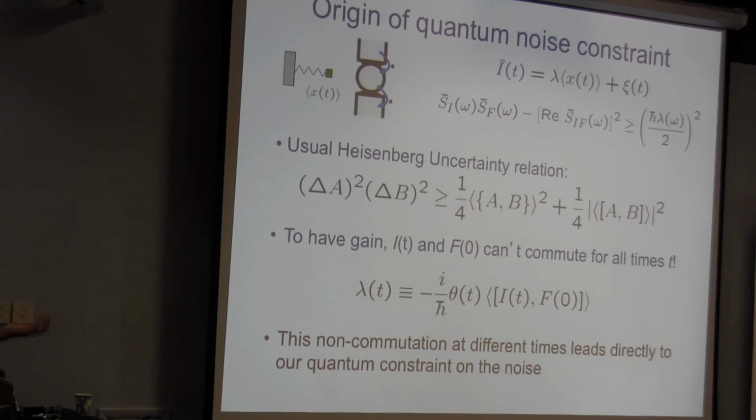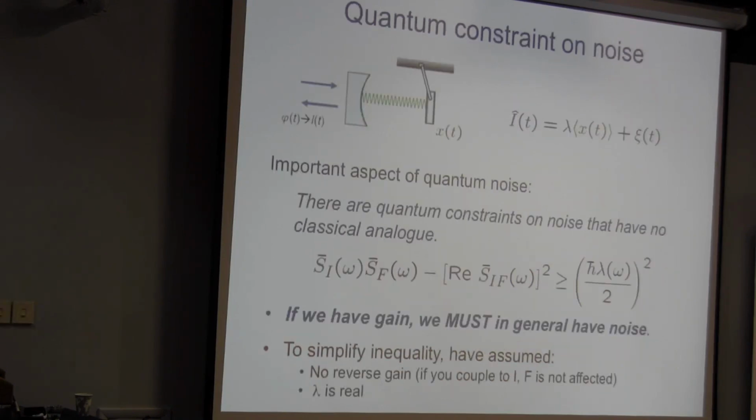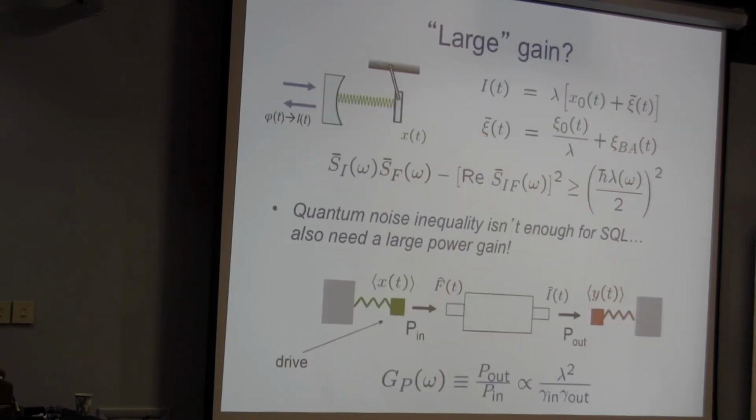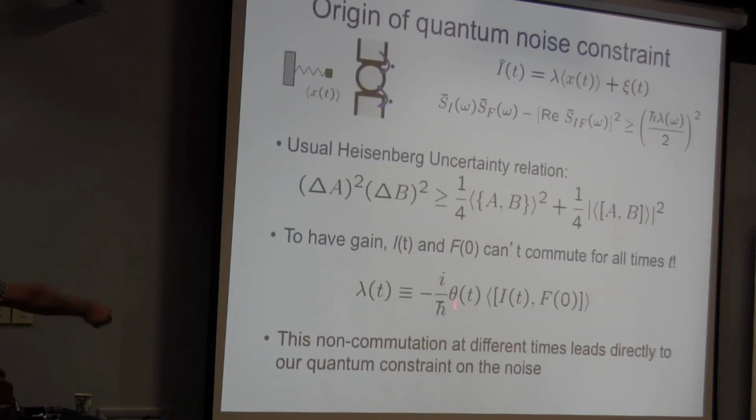If we have two operators that don't commute, we know we're going to get some kind of uncertainty principle. Here it's things that don't commute at different times. It gives us this Heisenberg constraint on noise spectral densities. Okay, so this Heisenberg uncertainty kind of constraint is coming from the usual place. So we have this constraint on quantum noise.